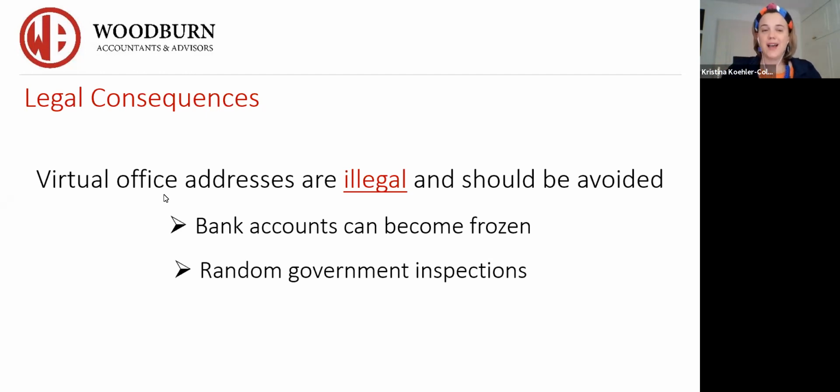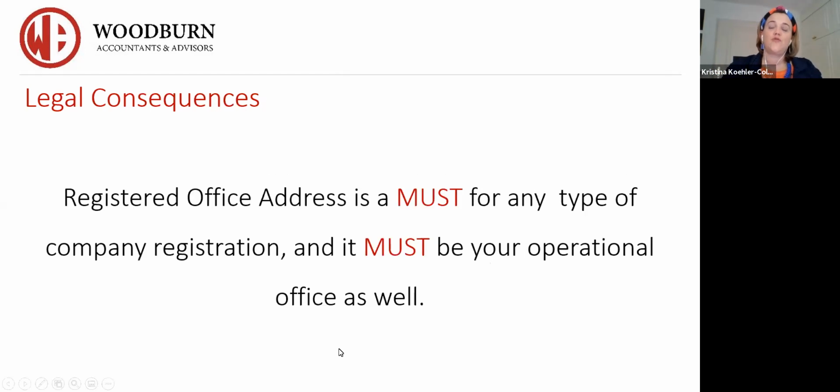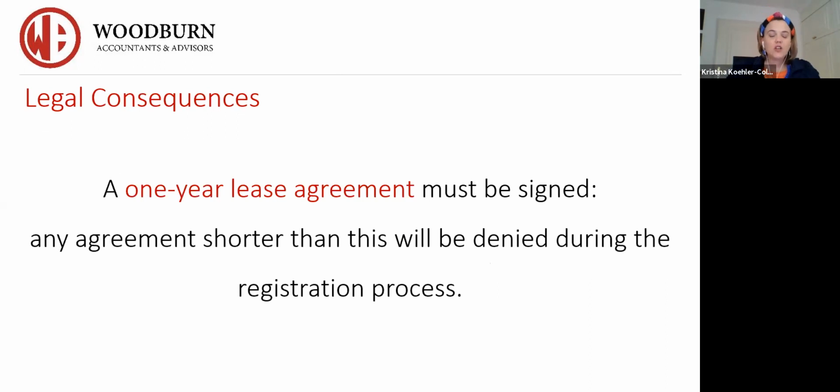All right. So this is why I'm adamant. I'm going to go back to the previous slide. Registered office address is a must. Please make sure it is your operational office. There are so many solutions around, and I'm going to be highlighting some of them where you can cut costs, but be reasonable with all of this. A 1-year lease agreement must be signed. Any agreement that is shorter than this will be denied during the registration process.